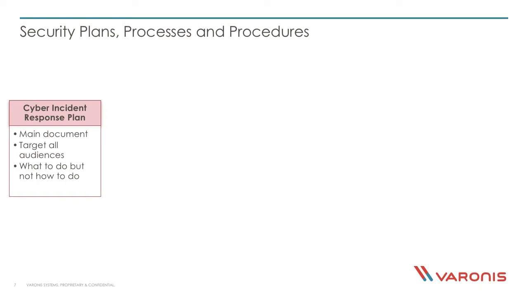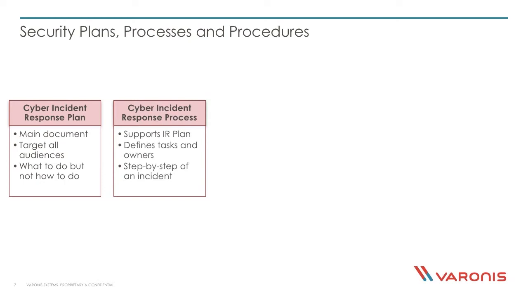The second artifact is the cyber incident response process. Basically, this process is part of the plan and details the sequence of the tasks in case of an incident. It also defines the owners of each task of an incident, which is very important. The thing to remember is that the process is the step-by-step of an incident. It is like the cake recipe when the incident happens.